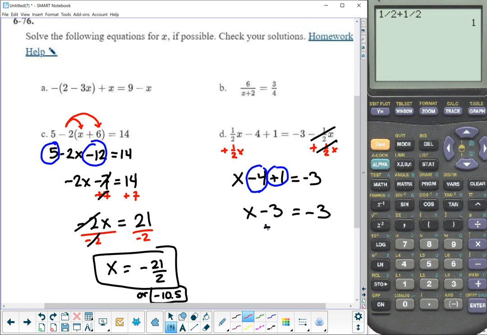I'm going to go ahead and combine. By doing the opposites, I'm going to go ahead and add 3. And these will cancel, and I get x equals 0 as my final answer.